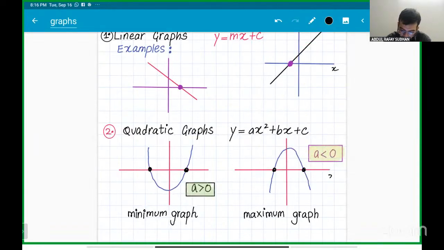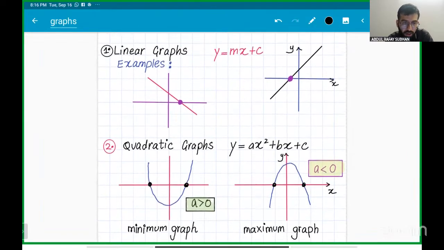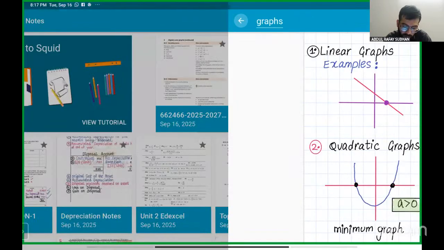The x-axis, the y-axis, x and y. Okay, we'll get to whichever thing you didn't get. Let me know. Linear graphs will have one solution. I'm just trying to explain how you can recognize what we are discussing from the syllabus perspective.